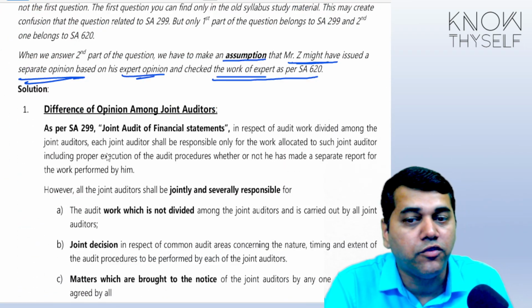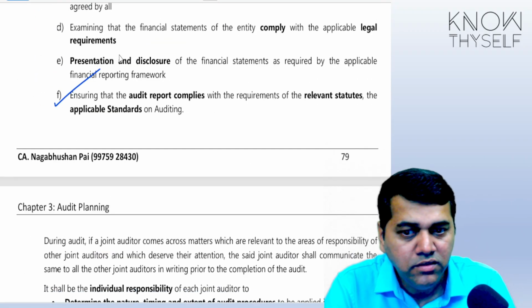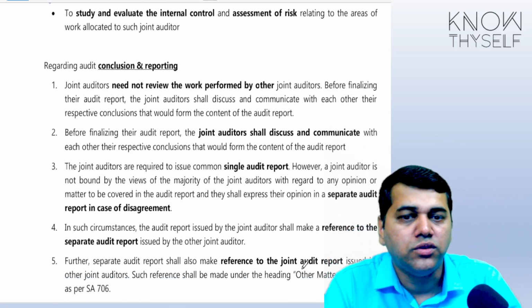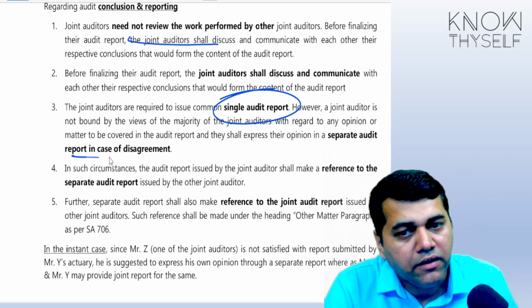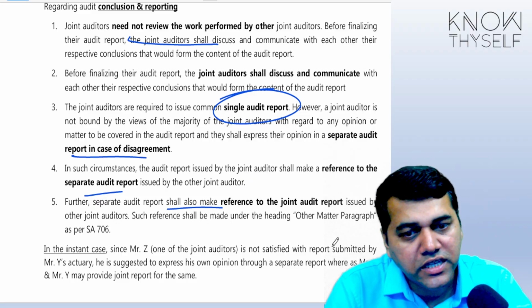Okay, so on the difference of opinion: first, when they are jointly and severally responsible, these are all the 6 reasons, and they are individually responsible for this. So they need not review the work performed by others. They can issue a single audit report. However, they have to make a cross reference. There is nothing called a majority.